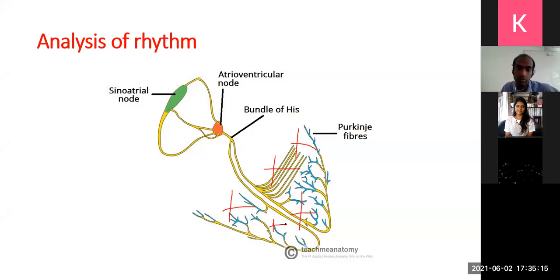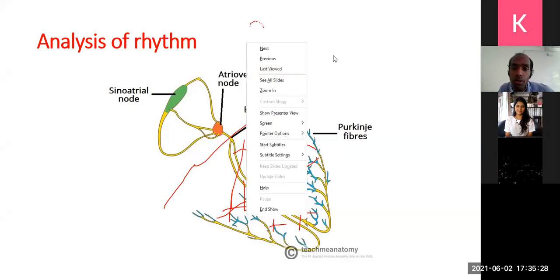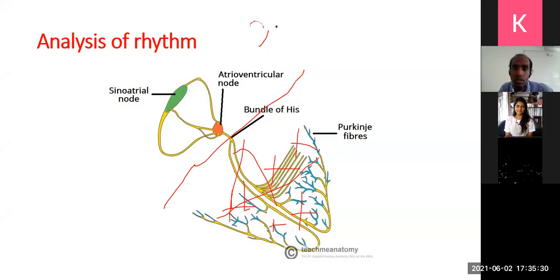What if the current starts there? Now this is going everywhere in the ventricle. Can you get a normal QRS and T? No, you can't. It is completely abnormal, because the ventricles are depolarizing in a very funny way. Again, this is very, very important to remember.